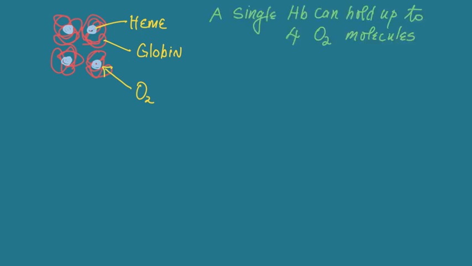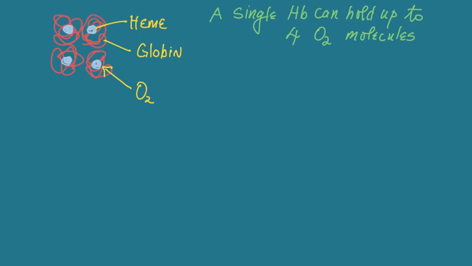Hemoglobin is made up of 4 globin chains and 4 heme molecules. The heme is shown in blue and the globin chains are shown in red. Oxygen binds to the heme portion of the hemoglobin. Since there are 4 hemes, a single hemoglobin molecule can hold up to 4 oxygen molecules.